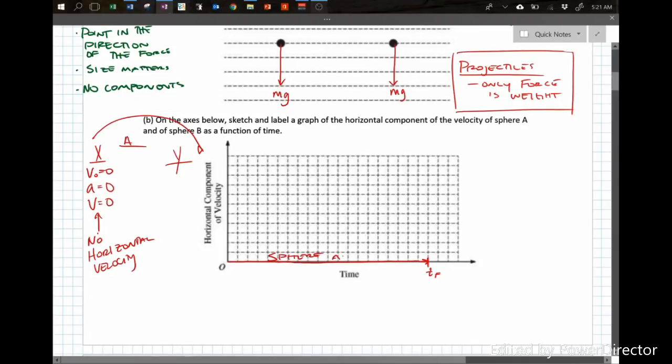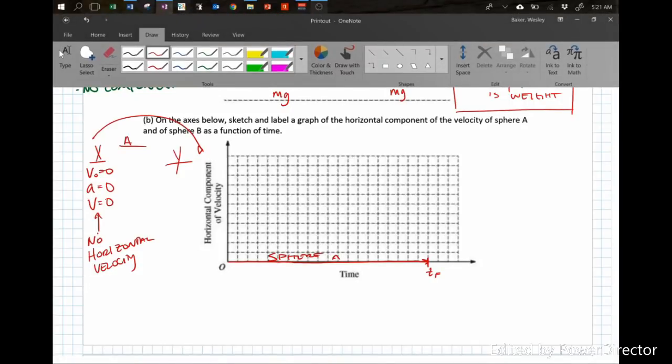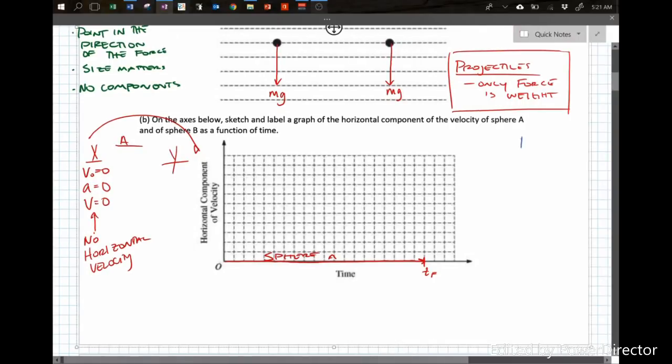For sphere B, again, since we're looking at the x stuff and the y stuff, for sphere B in the x direction, we have some initial velocity, which is great, but the acceleration is 0.